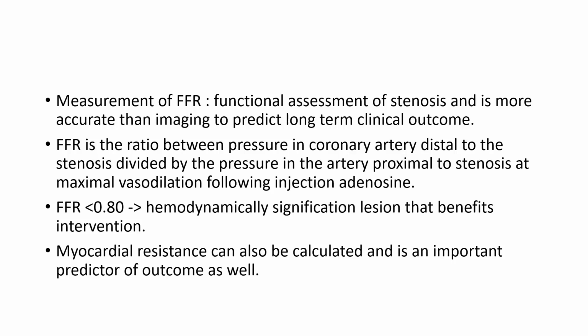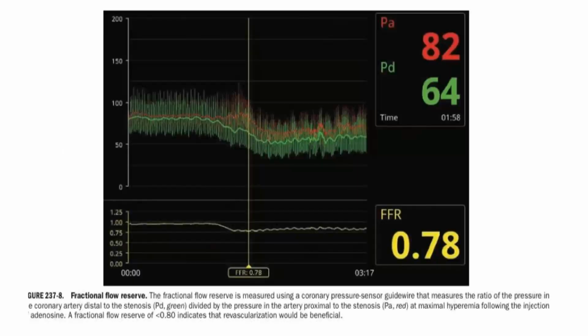Similarly, we can get myocardial resistance using the other variables and it is an important predictor of outcome. This is how the pressure gradients in FFR are depicted. The one in green depicts the pressure distal to the stenosis and the one in red depicts proximal to the stenosis, and FFR is found to be 0.78 in this picture.